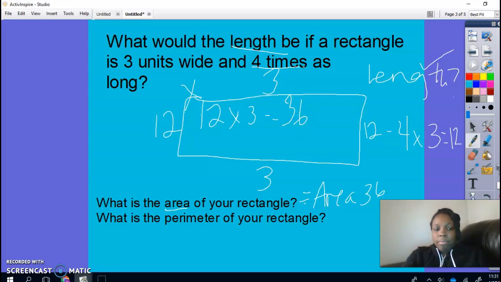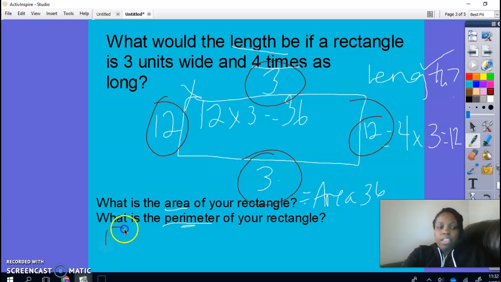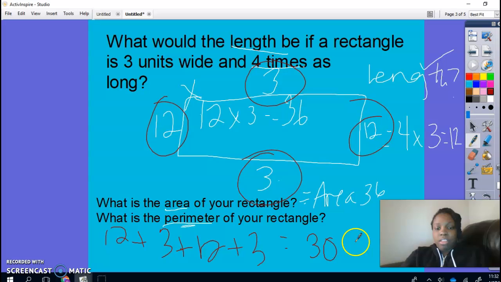Now I need to find my perimeter. Perimeter, think of rim, around the entire area. So perimeter means I have to add up all these sides. I got to add up 12 plus 3 plus 12 plus 3. So when I add these up, what will my perimeter be? 12 plus 3 plus 12 plus 3. Good. It will be 30. So my perimeter is 30.